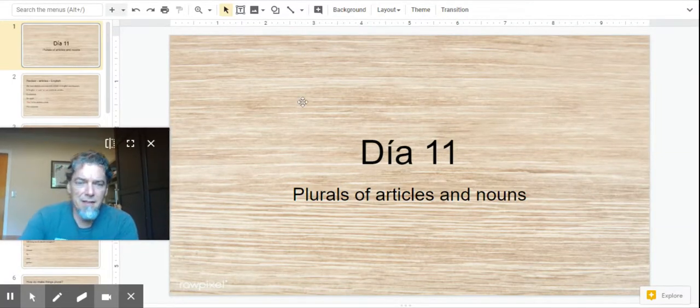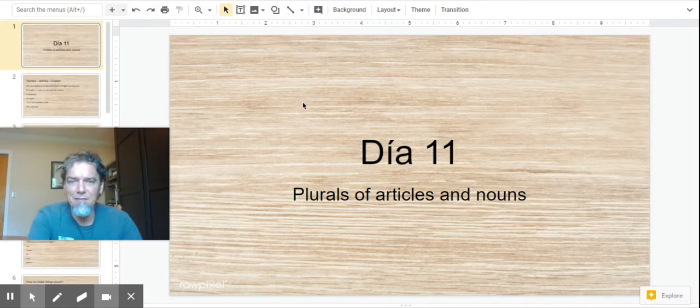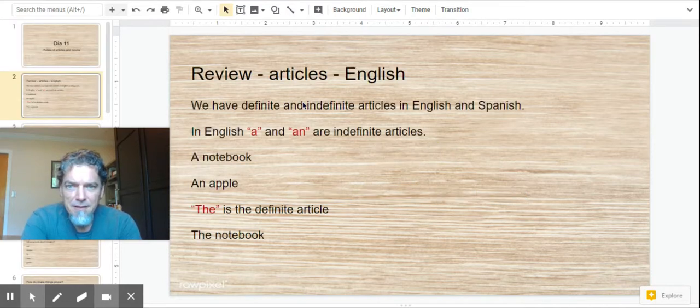Hoy es el 1 de mayo, día 11. Looking at day 11, plurals of articles and nouns. Let's jump into this. It shouldn't be too complicated.